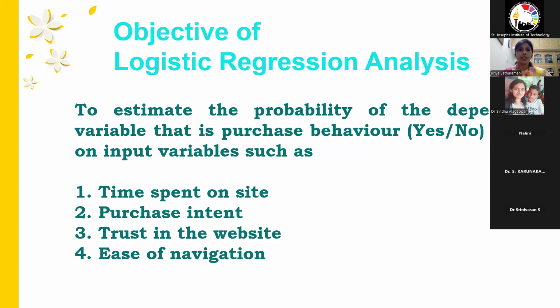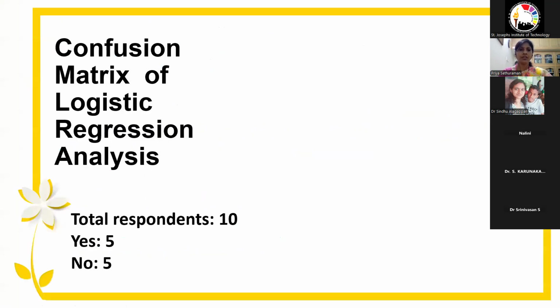So here the objective, as I mentioned, is to state the problem, that is, to predict the probability of the dependent variable, the purchase behavior, whether yes or no, based on the input variables mentioned in the previous slide. When you go into logistic regression, a very important output is the matrix the software will produce. It will give you the output as a confusion matrix, which is also a classification table. Suppose you have 10 respondents, just an assumed number, and in that you have 5 yes and 5 no.